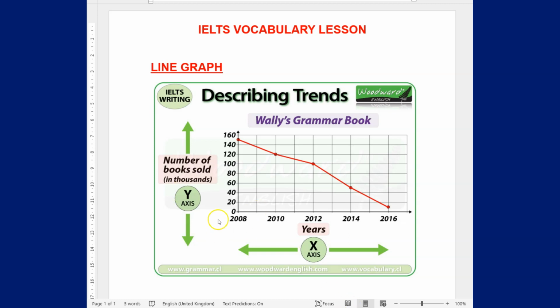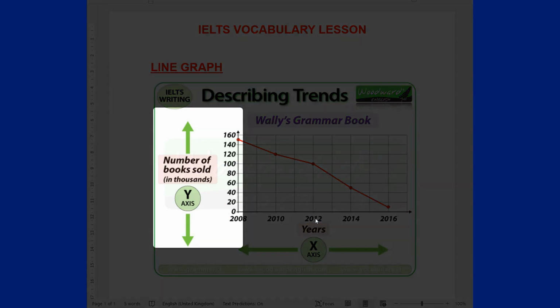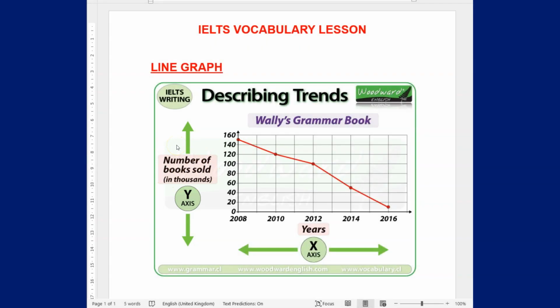So if we take this graph, there are two things we can learn from it. The x-axis shows us the period of time, which is from 2008 to 2016. And the y-axis tells us the number of books that have been sold. So it shows us the number of books that have been sold.